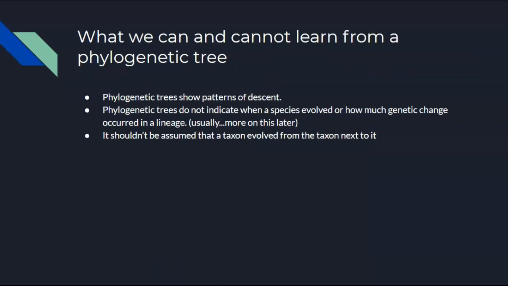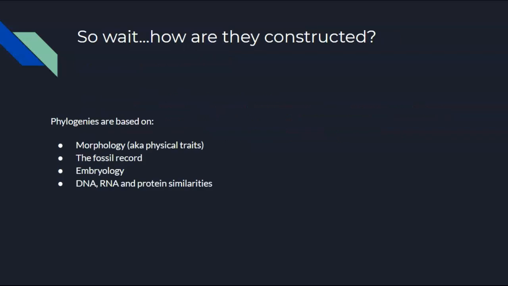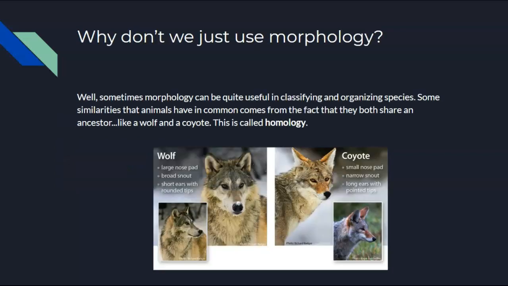So we cannot necessarily learn when a species evolved. We're going to get into that. It's not like one came from another. It doesn't necessarily show us individual in-between organisms, right? So the way that we make these trees is based off of physical traits, based off of fossils, based off of embryos, and based off of DNA, RNA, and protein similarities.